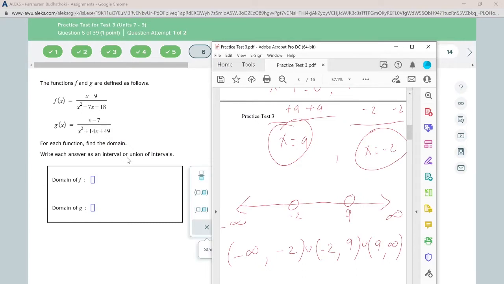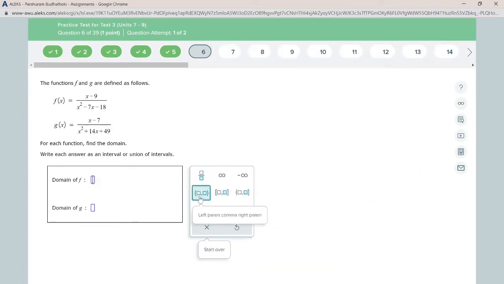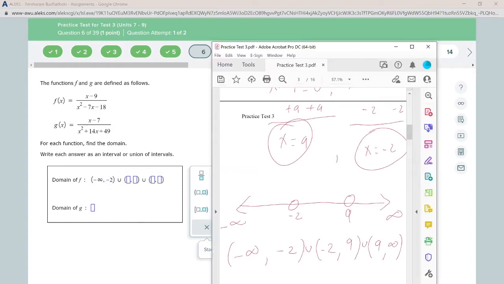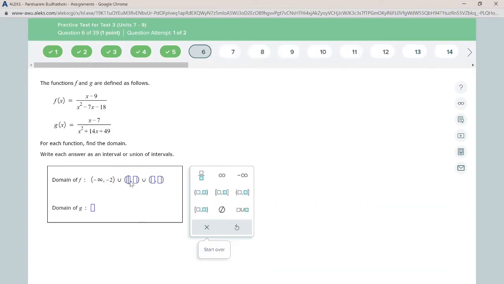Write each answer as an interval or union of intervals. So how do you write it? You use three different intervals. I'm going to use those three different intervals. You start from negative infinity, you go up to negative 2. Let me double check here. It's negative 2. Yes, negative 2. And then from negative 2 to positive 9, and from positive 9 to positive infinity. And that's your domain for the first function.